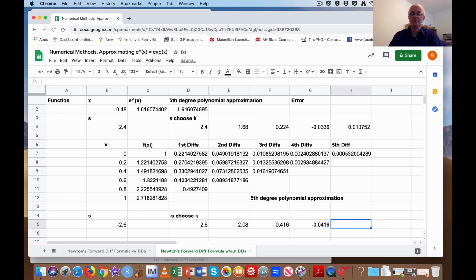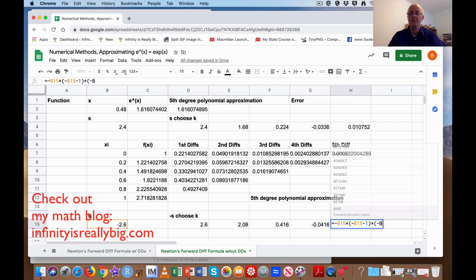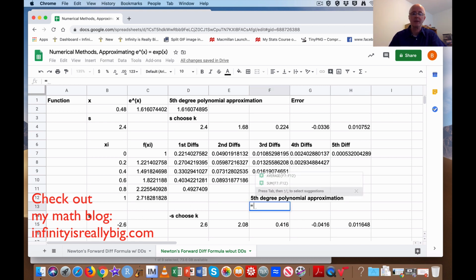Just one more. I want negative s choose 5, negative B15 times negative B15 minus 1 times negative B15 minus 2 times negative B15 minus 3 times negative B15 minus 4 divided by 5 factorial is 120. So these are the values of negative s choose k. I have to multiply these values by negative 1 to the k power and also by the values of the nabla operator to get my 5th degree polynomial approximation.